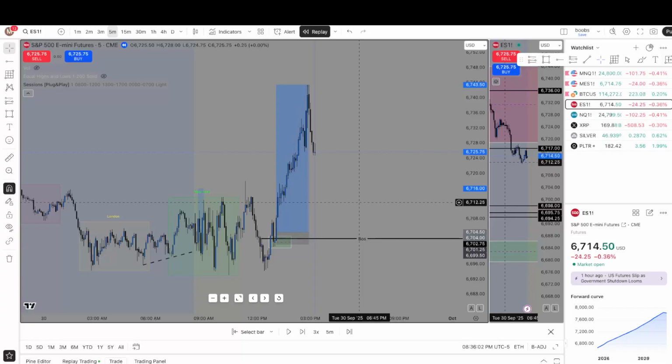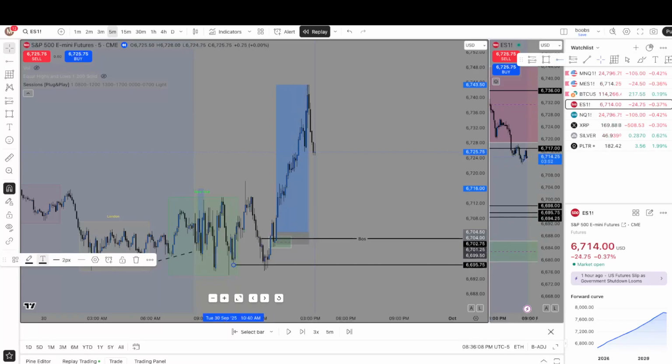That's literally my setup in the PM session. We ended up getting a sweep, which I can just mark up. We have the low right there, which is sell side liquidity. We sweep sell side because we came back up, seek and destroy. Price comes back up, sweeps out highs right here, New York session highs. We get a reaction off of it.